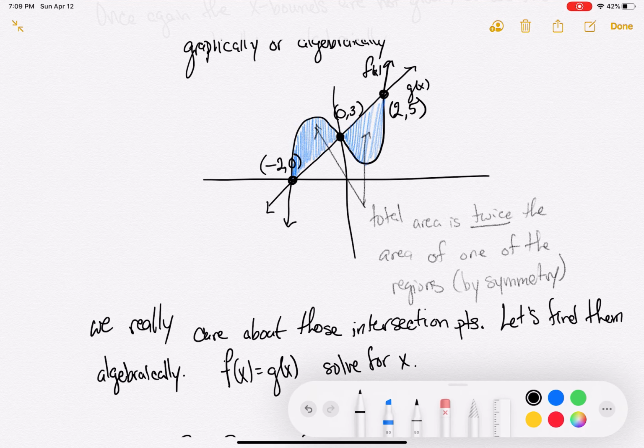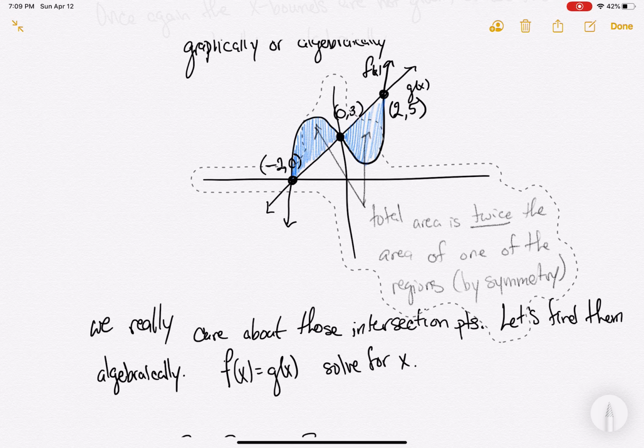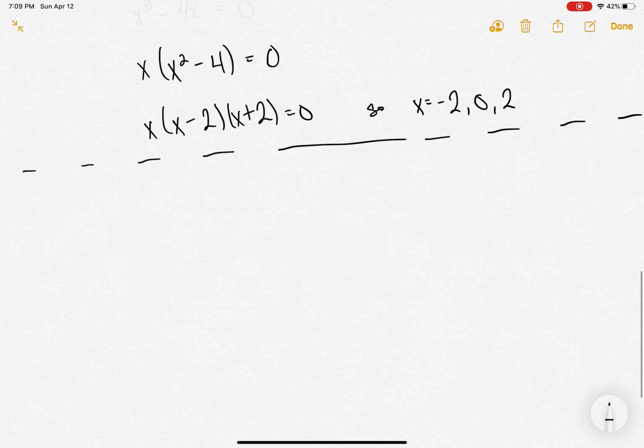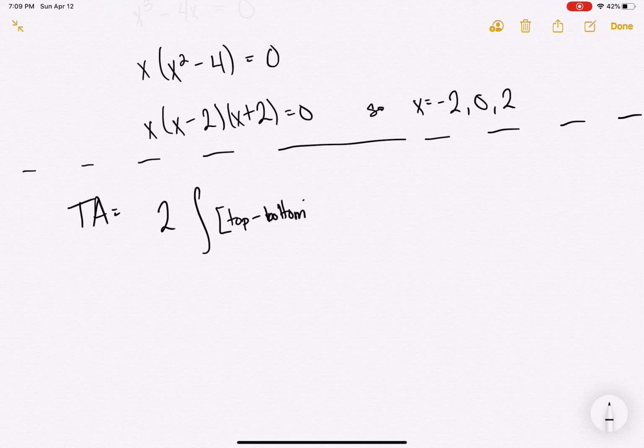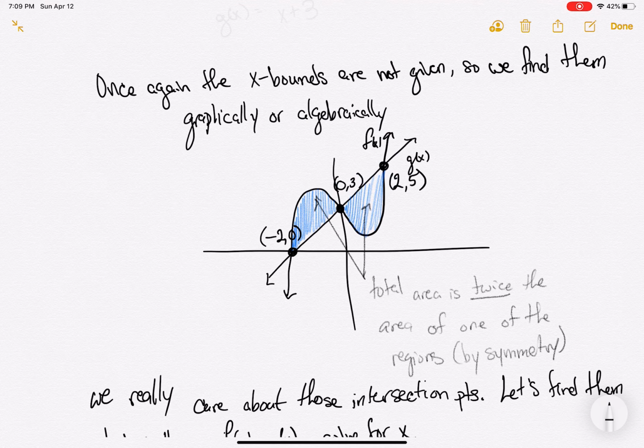I'm going to use this piece here. Total area is twice the area of one of the regions by symmetry. So I'm going to use that to my advantage. You don't have to if you don't want to. But I'm just going to look at the region on the right. So total area, TA, is 2 times the region on the right. This is top minus bottom, dx. The area on the right was from 0 to 2, you'll remember. Those are the x values there.